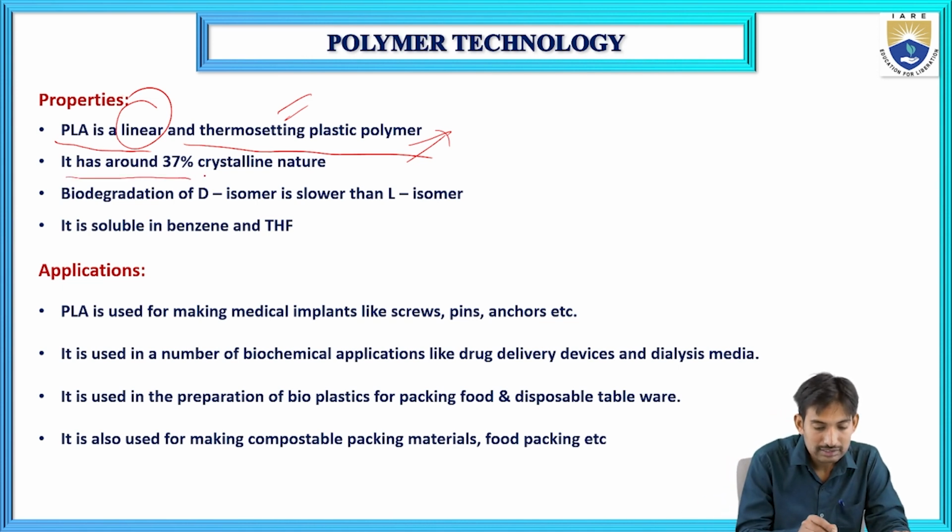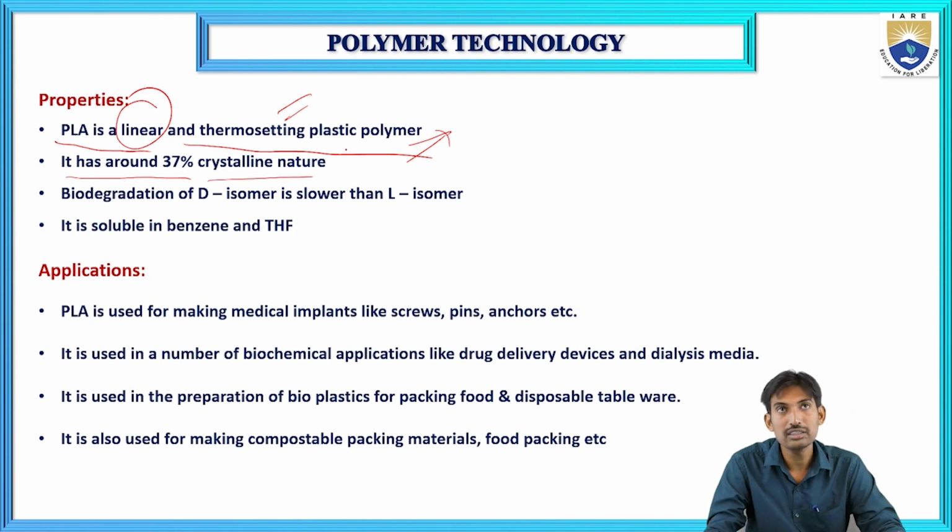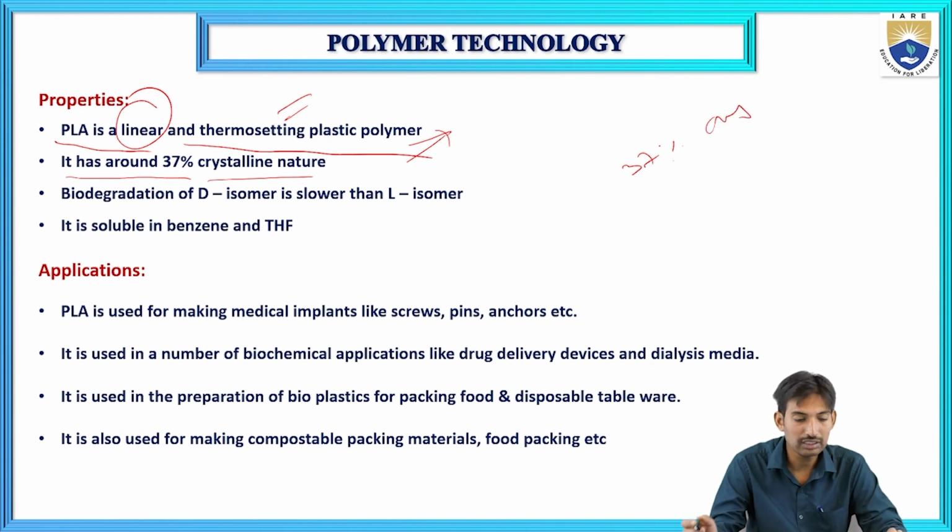It has around 37% crystalline nature. This polymer contains 37% crystalline nature, and the remaining percent will be in the amorphous state.